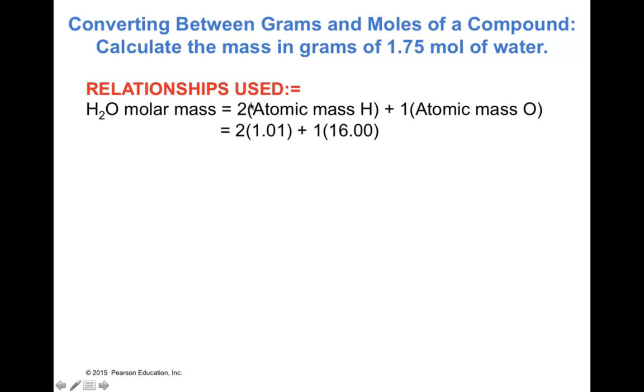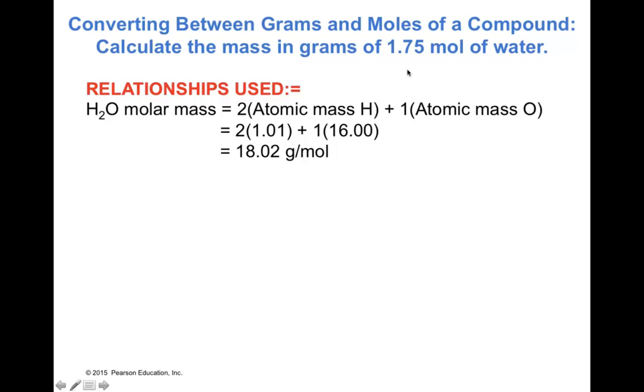For example, the atomic mass for hydrogen is 1. We have in the molecular formula 2 hydrogens, so we multiply 2 by the atomic mass of hydrogen. And for oxygen, we just have 1 oxygen here, so we multiply 1 times the atomic mass of oxygen. This is 1 times 16. So this is going to be equal to 18.02 grams per mole. This is the molar mass for water.